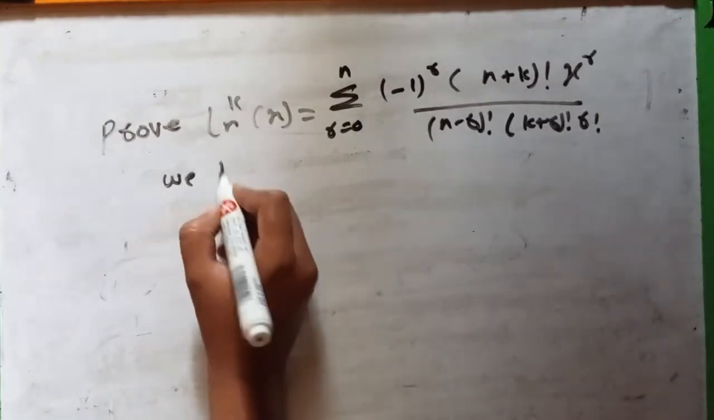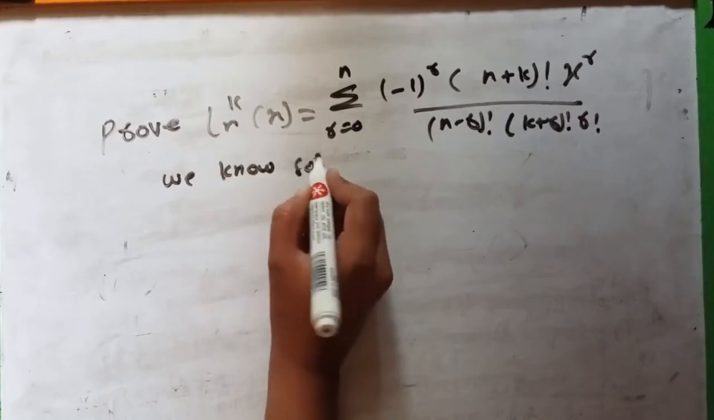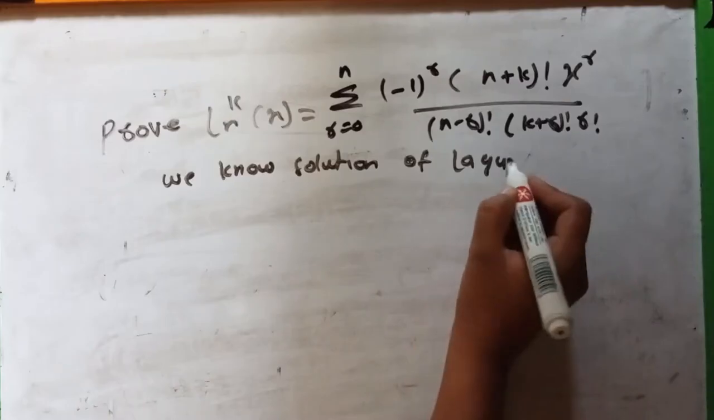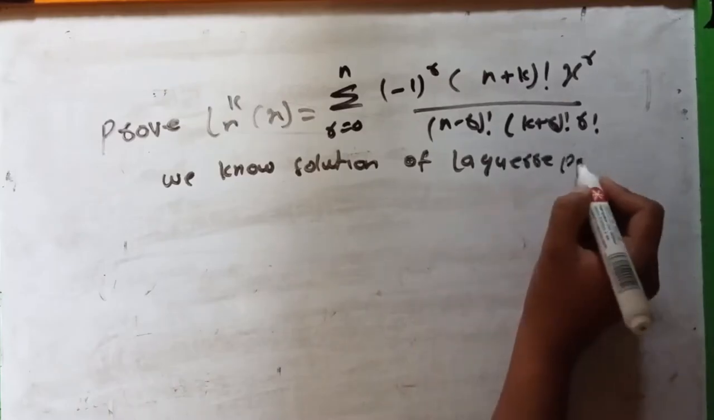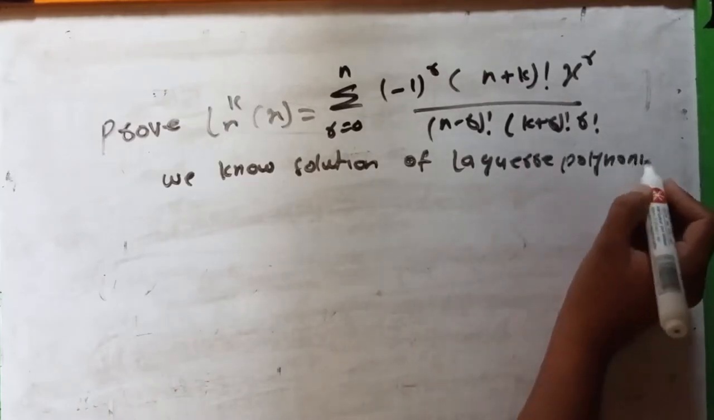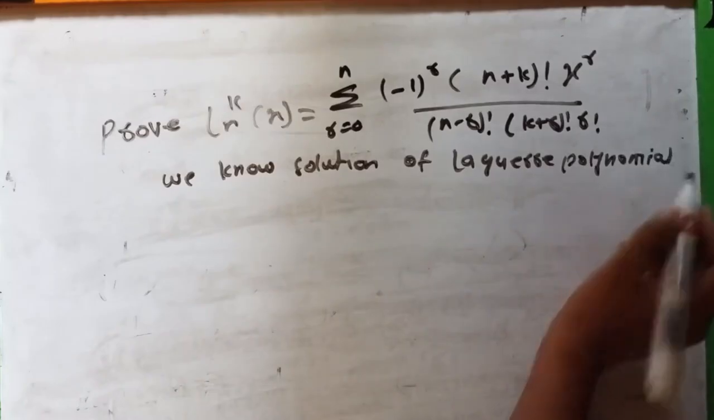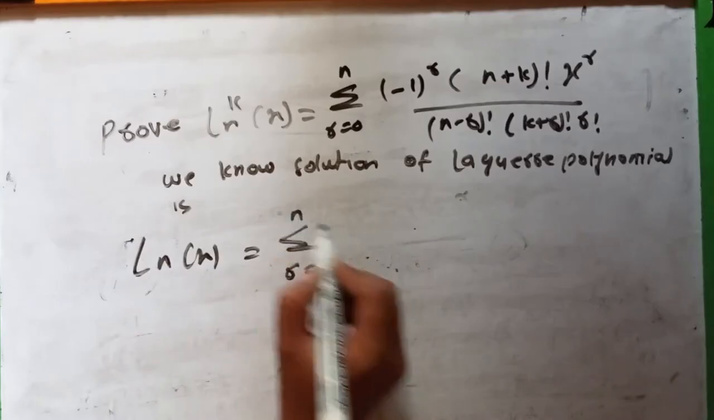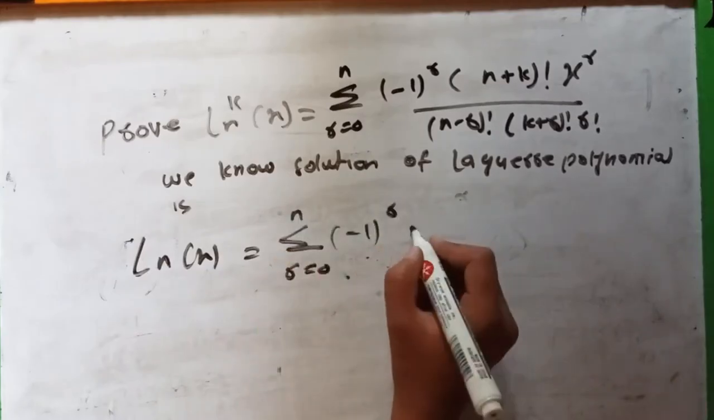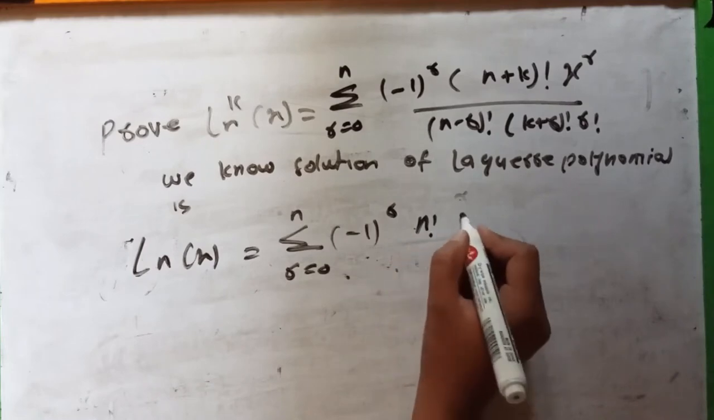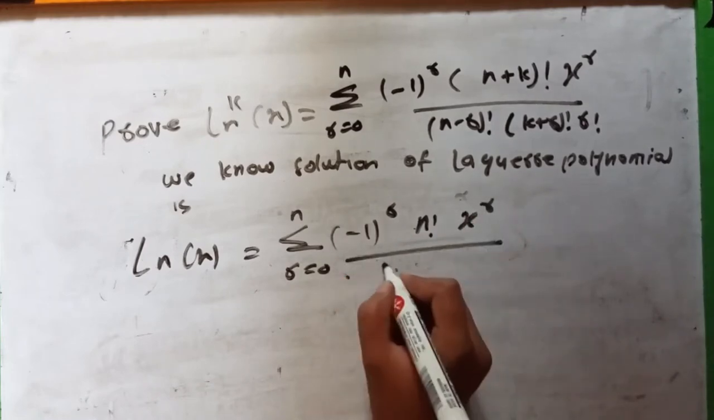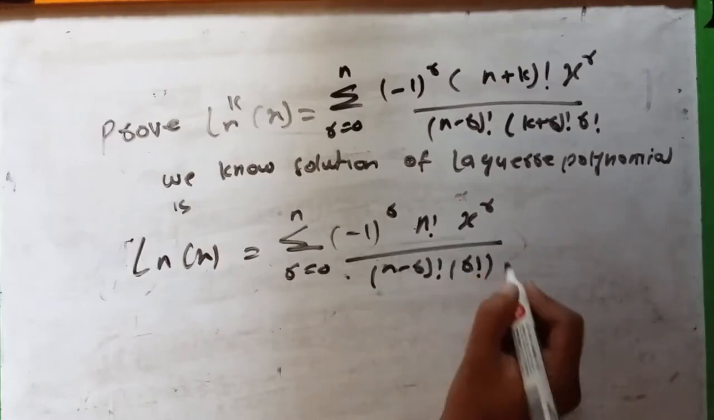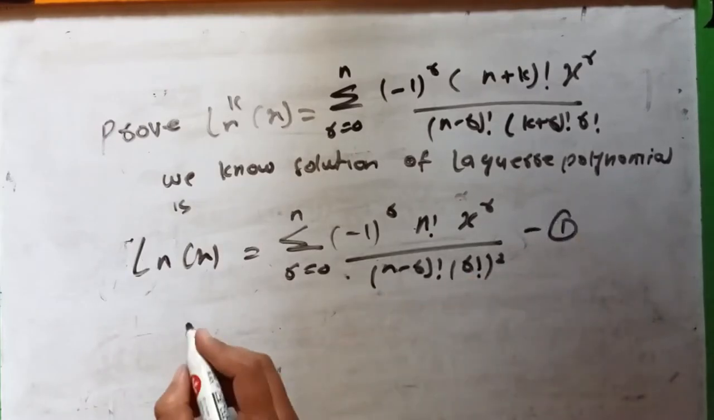We know the solution of the Laguerre polynomial is L_n(x) is equal to the summation r is equal to 0 to n of (-1)^r n! x^r over ((n-r)!)² r!. This is equation number 1.